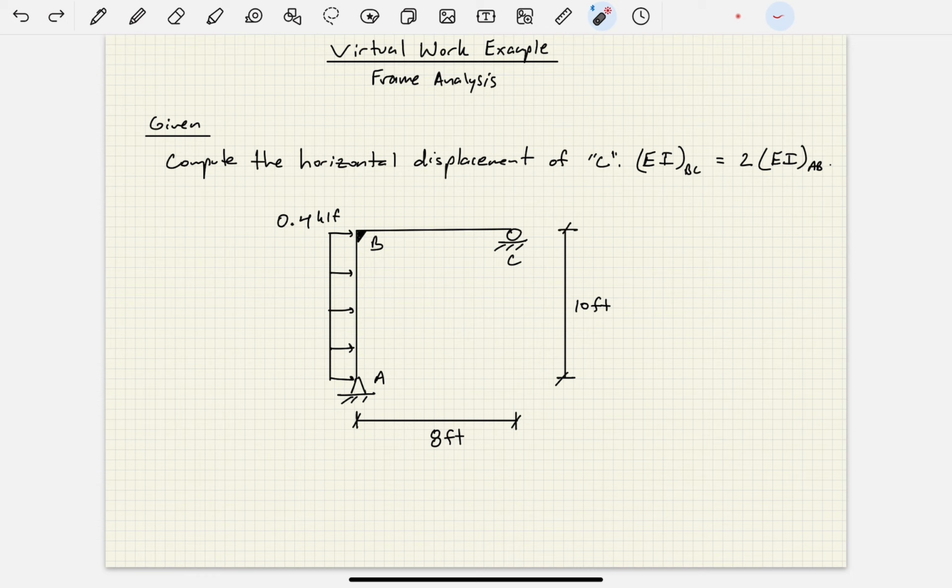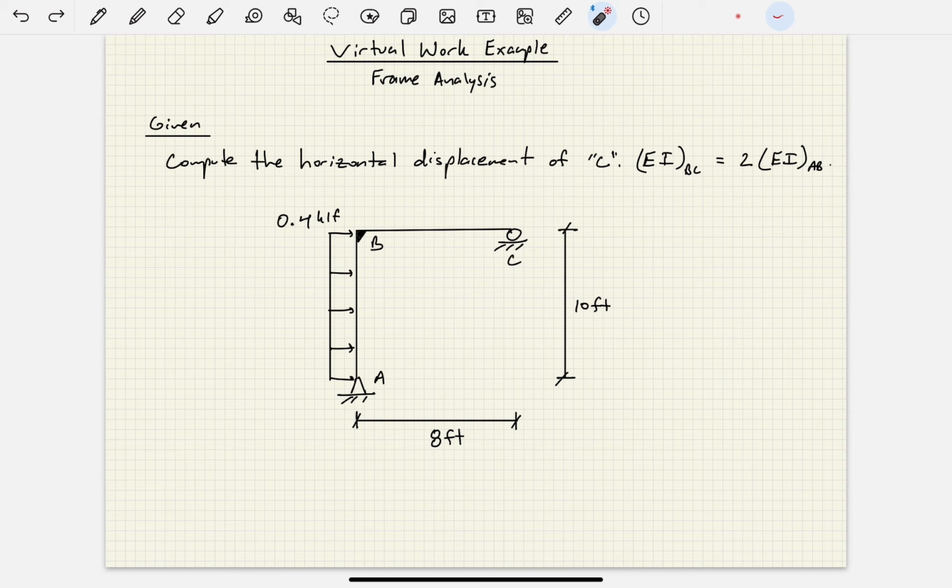Now, the frame we have here is a 2-member frame. We have this vertical member AB, and we have it rigidly connected to this horizontal member BC. We see this kind of darkened triangle here symbolizes a rigid connection, or sometimes called a moment connection. So this is all considered one piece as it pertains to determinacy or stability. We have a pin connection at A and a roller at C.